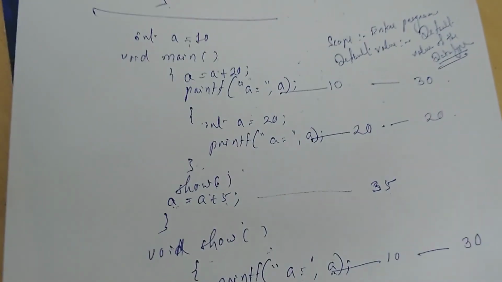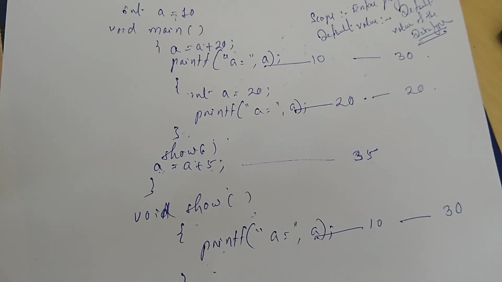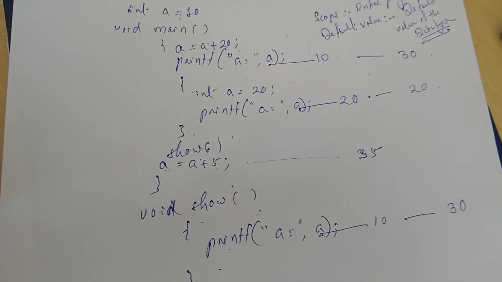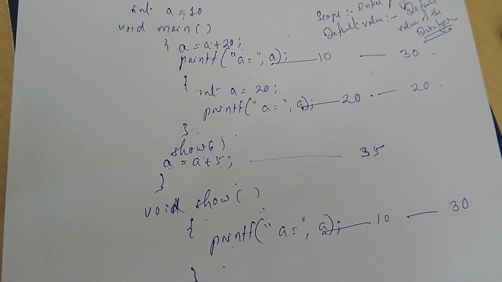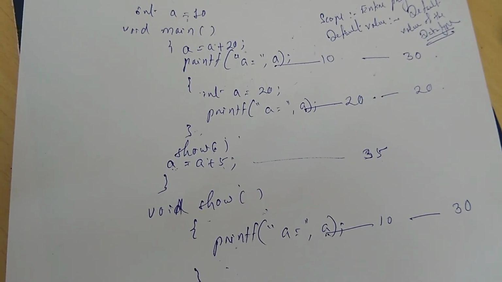Got it? So these are the different cases of global variable and its scope, its default value, where to use, and how you can access it inside the main and different other functions. Got it?